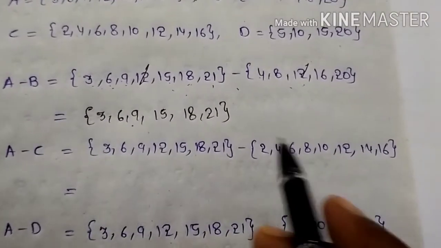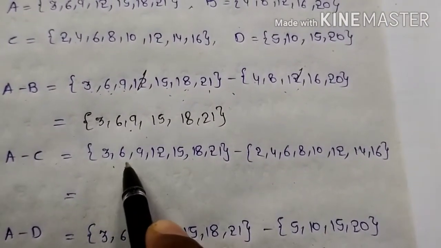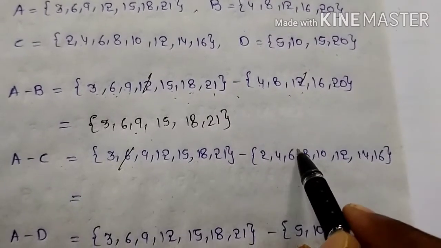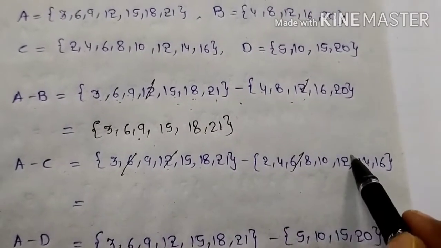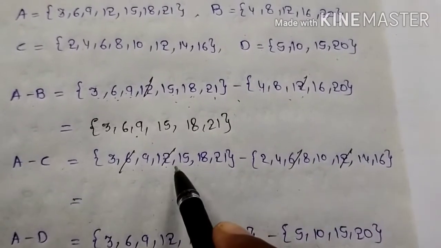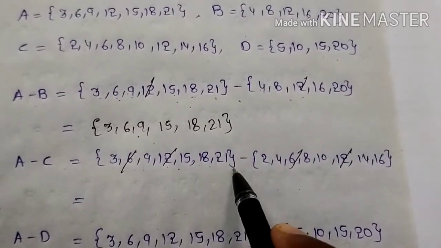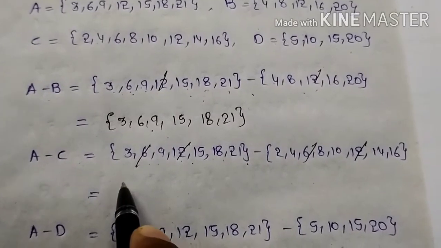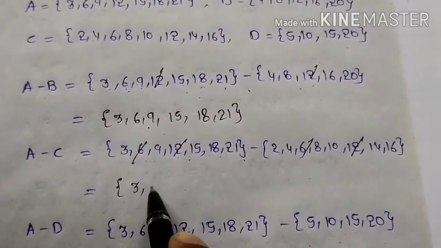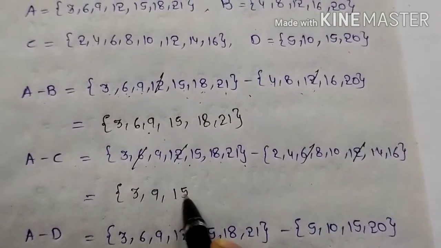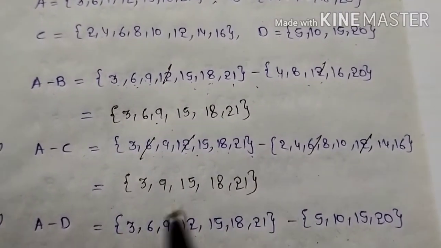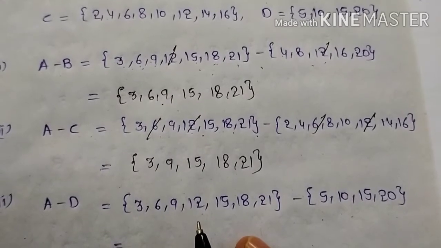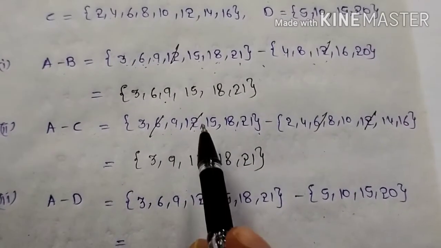That means you can see here, is there any common? 3 is not common. 6, yes, 6 will be common. Here 9, no. 12, 12 yes, you can cancel it. Next one, here 15, no. 18, no. 21, no. That means which are the elements available in set A? 3, 9, 15, 18, 21, which is your answer. Just cancel the common elements in both the sets and write the remaining elements in the first set.